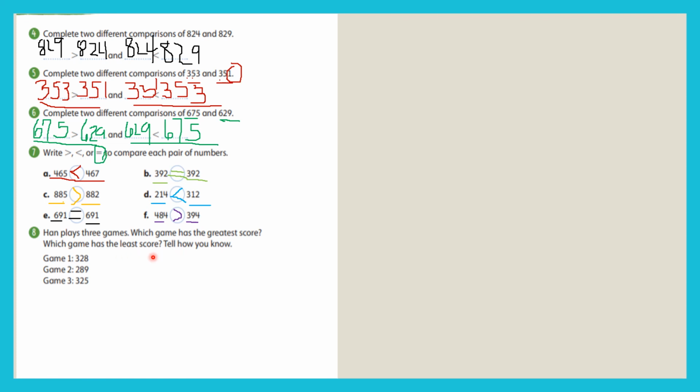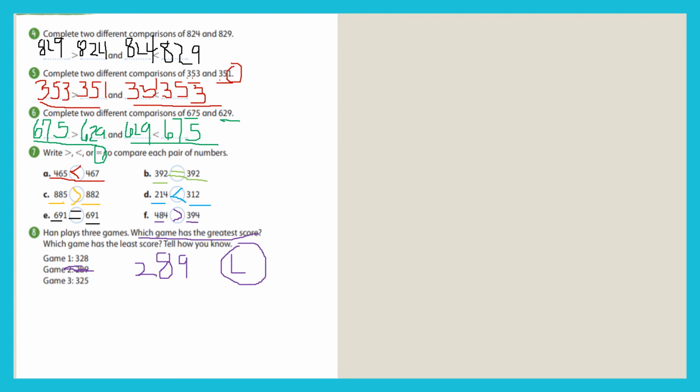Let's find the least score first. 300, 200, 300. Which is the least score? 389, or 289, I'm sorry. 289 is least because there are 2 hundreds. And I'm going to put an L there for least, and I'll circle it. Okay? Now it says which game has the greatest score. I can take this out because we've already done that.